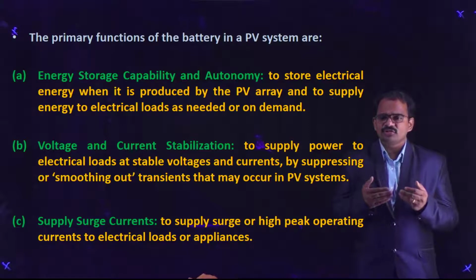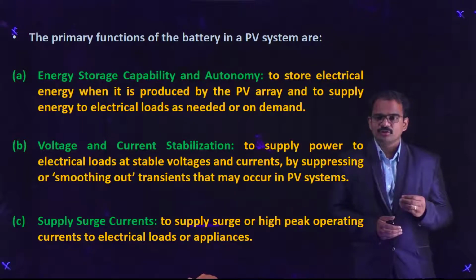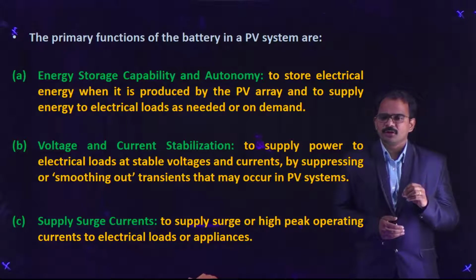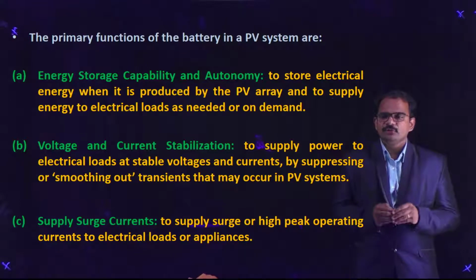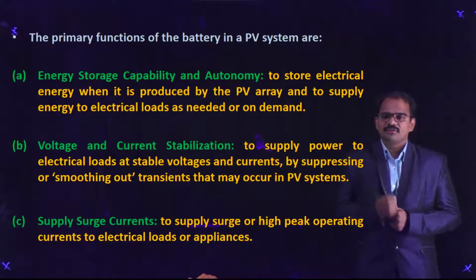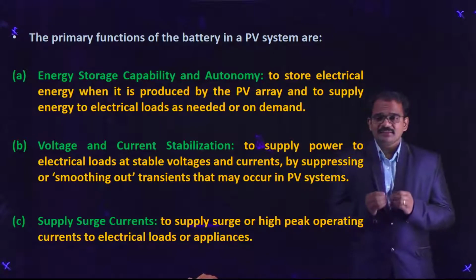So there are transients in the solar panel voltage and current which is generated during the day, but loads require a constant flow of current and voltage through them for their proper operation. So we need to send the stabilized voltage and current through the loads, and for this purpose we will use batteries. And the third one is supplying the surge currents.